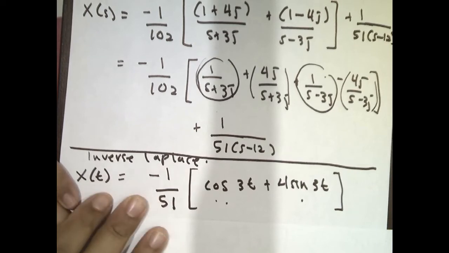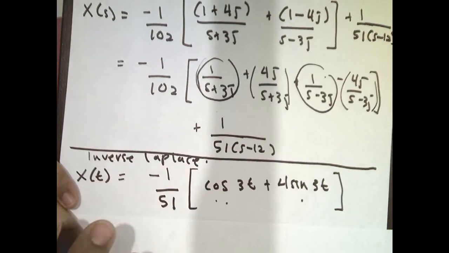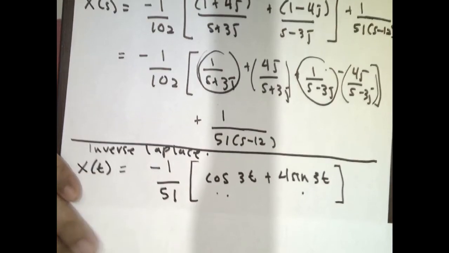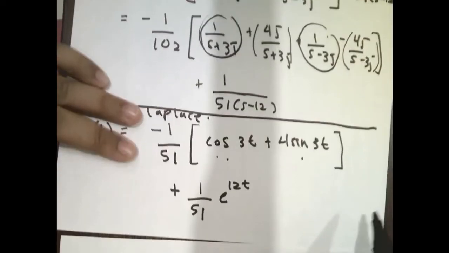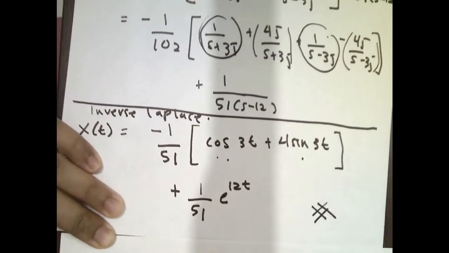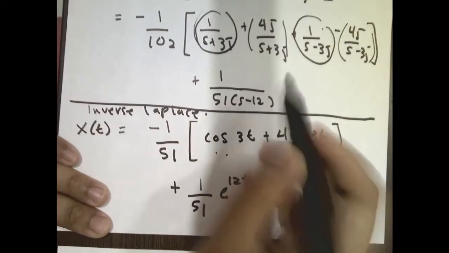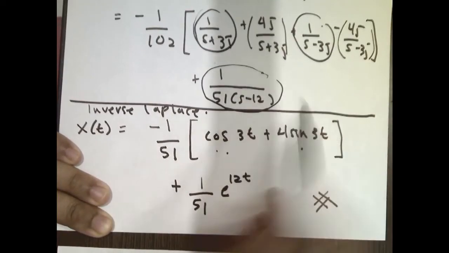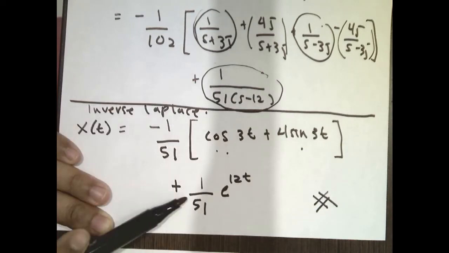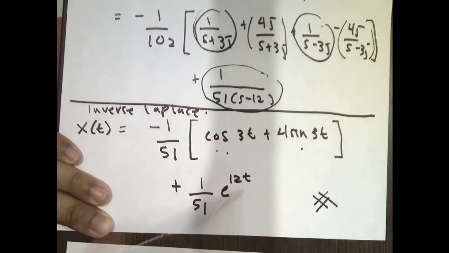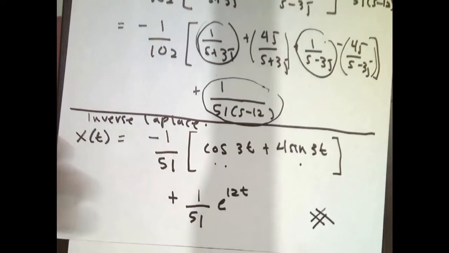So we have finished solving question number 1. So this is the final answer. Don't forget to convert this also. The alpha 3 becomes 1 over 51 exponent 12t. So this is the final answer.